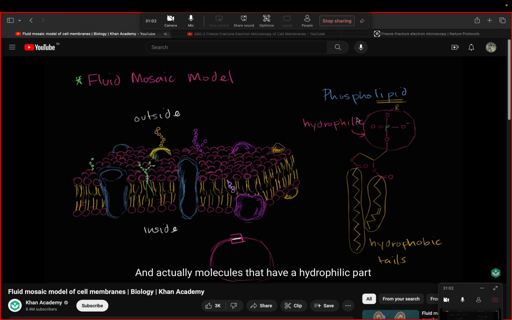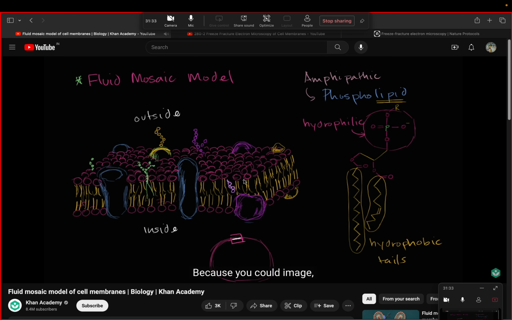Hydrophilic. And actually, molecules that have a hydrophilic part and a hydrophobic part, there's a special word for them, amphipathic, a word that I sometimes have trouble saying. So phospholipids are amphipathic, which means that they have both a hydrophilic end, a part that is attracted to water, and a hydrophobic end that is not attracted to water. And hopefully that starts to explain why they organize themselves in this way.